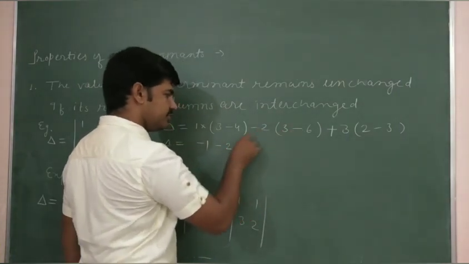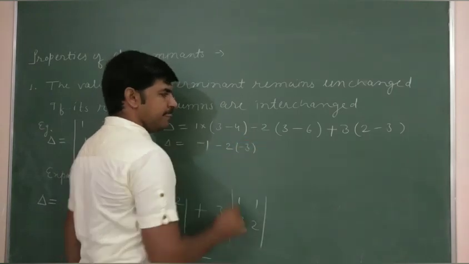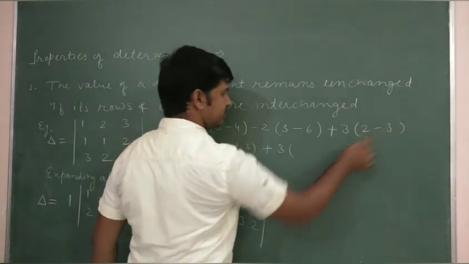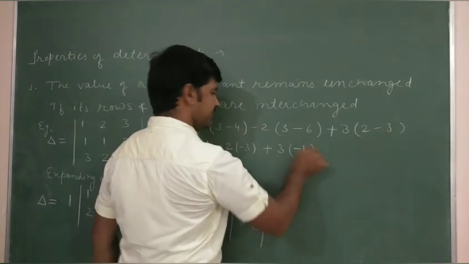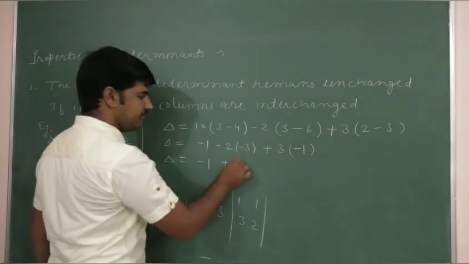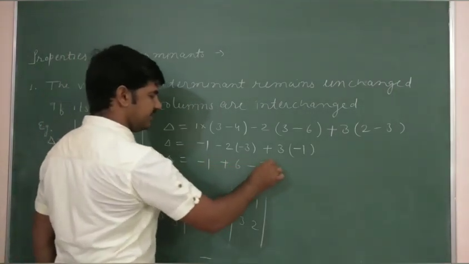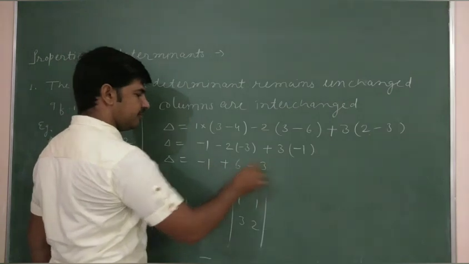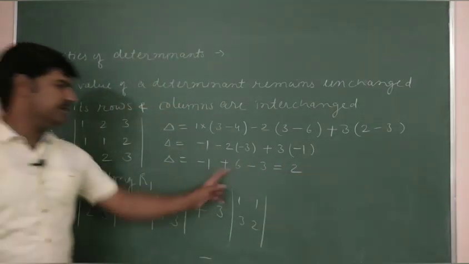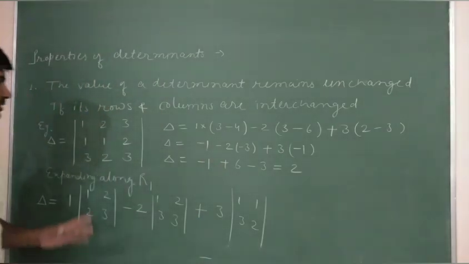Minus 3 times minus 2, once I am writing minus 3 only, and then on this side plus 3 times (2 minus 3) is equal to minus 1. Students, del is equal to minus 1 plus 6 and minus 3. So 6 minus 4 is equal to 2 is the value of this particular determinant.